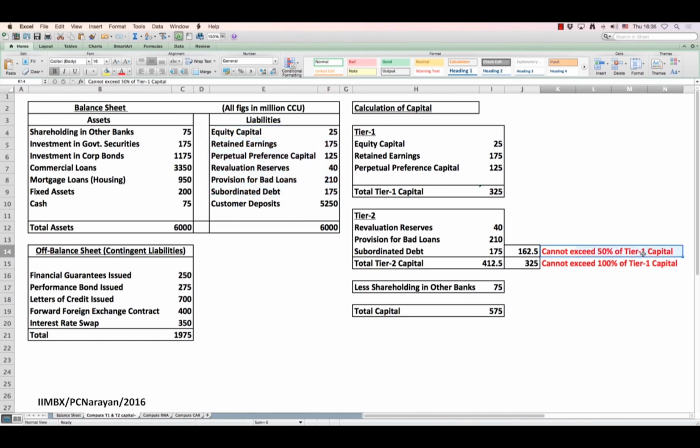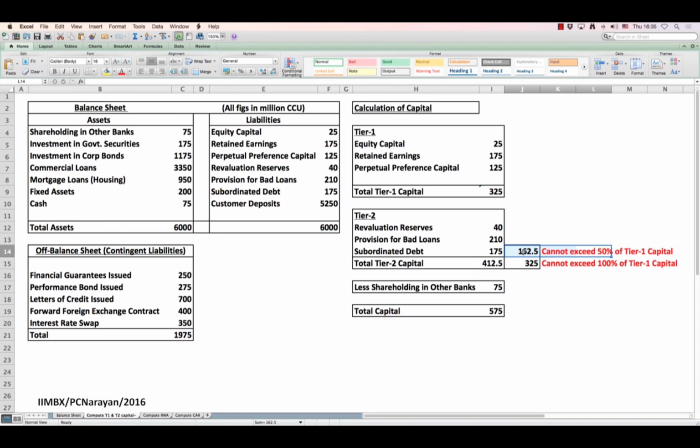Now remember, in the previous session I talked to you about a couple of caveats in the computation of capital. First caveat, subordinated debt cannot exceed 50% of total tier 1 capital. Now the subordinated debt as shown on the balance sheet is 175, tier 1 capital is 325, so we can only consider 162.5, which is 50% of 325 in our calculation for capital.